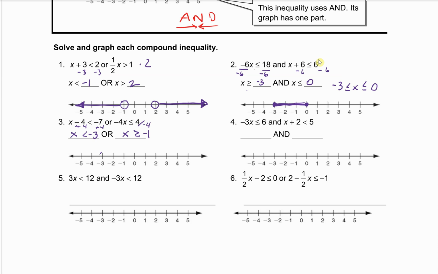Less than negative 3. I'm going this way, going to the left. Greater than or equal to negative 1. I will have a solid circle. My arrow will be pointing to the right.